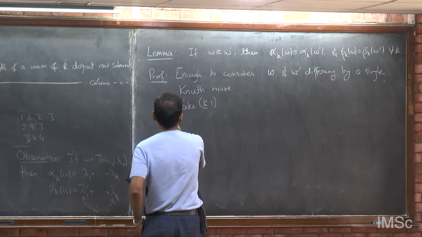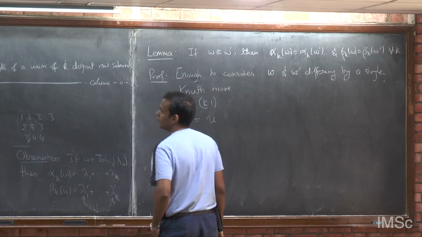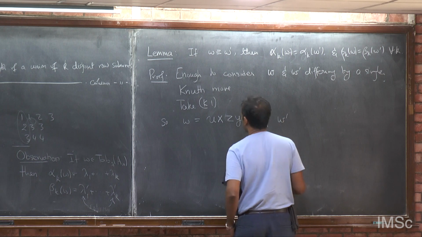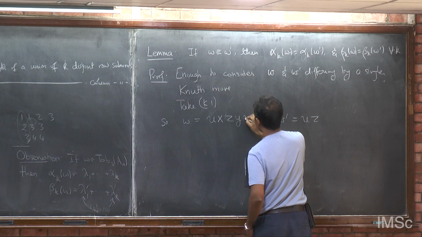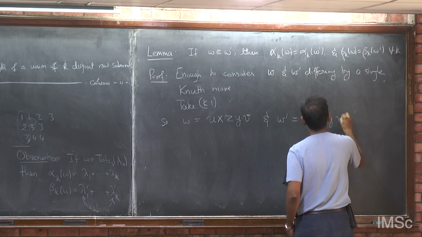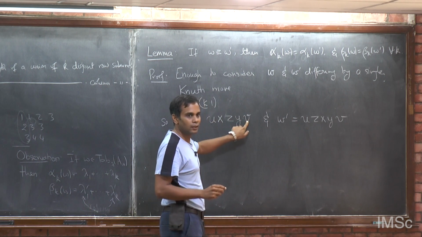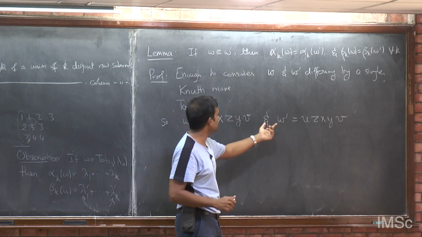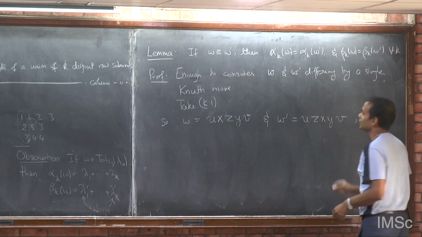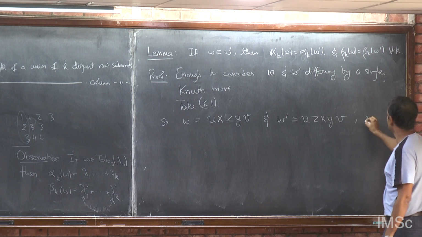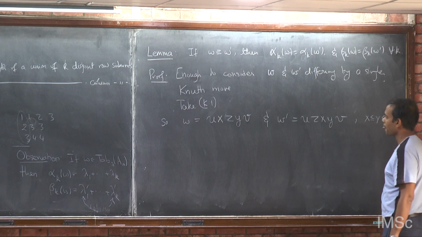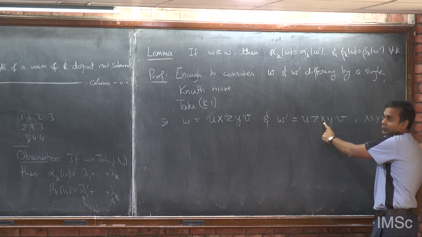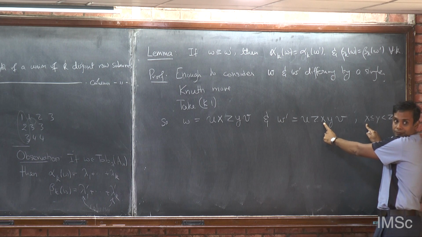So, what we have is W is of the form U x z y v, and W prime is of the form U z x y v. That is what it means to differ by a Knuth move. These are not letters, these are now words. So, you have a word U, then you have this x, z, y, and then you have a word v, concatenated. And of course, we must assume here that x is less than or equal to y is less than z. So, now notice that if you have a row subword here, it cannot include both z and x, because according to this z is strictly greater than x.